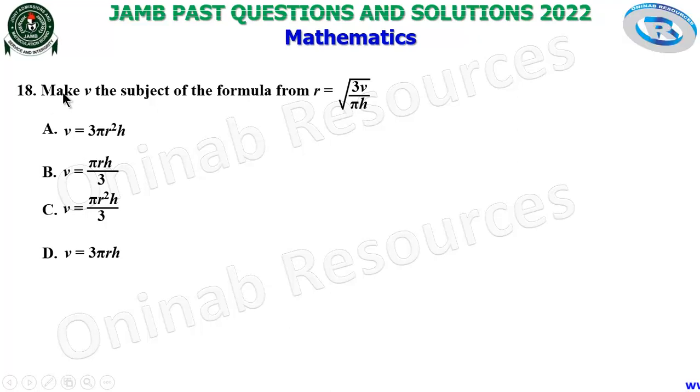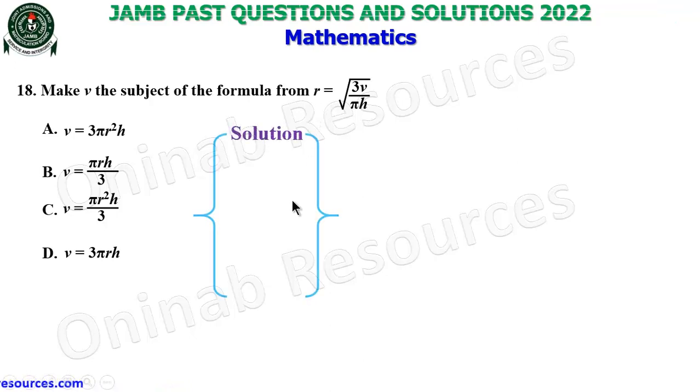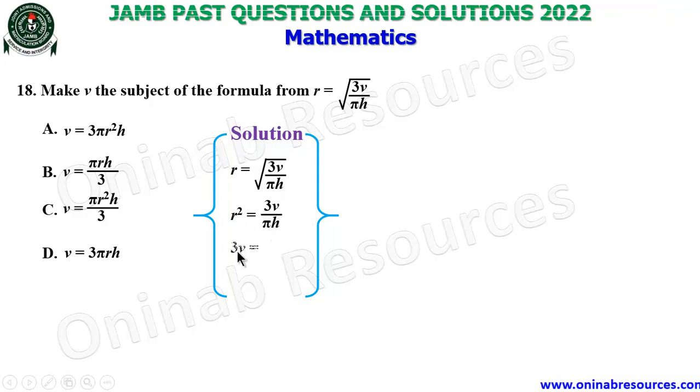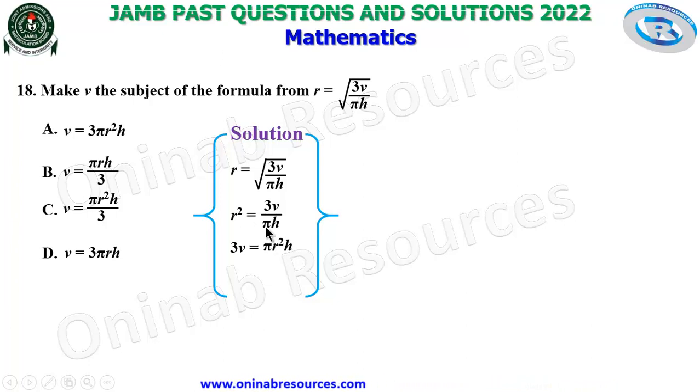For problem 18, make V the subject of the formula from R equal to square root of 3V over pi h. So to find the solution to this problem, to remove this square root, we square both sides. So we now have R squared is equal to 3V over pi h. We then cross multiply. 3V is equal to pi R squared h.